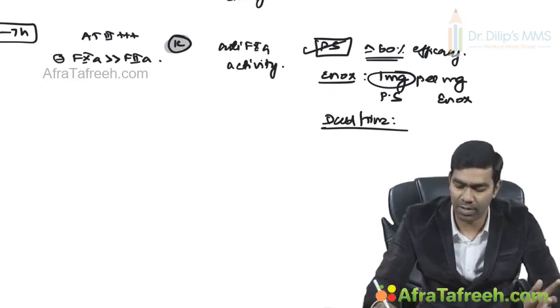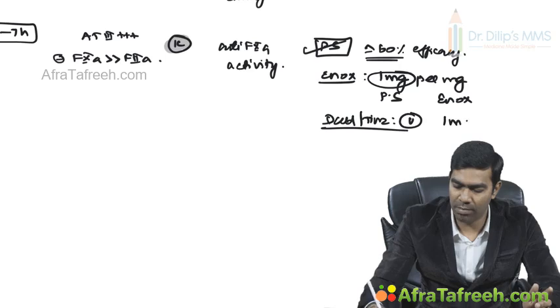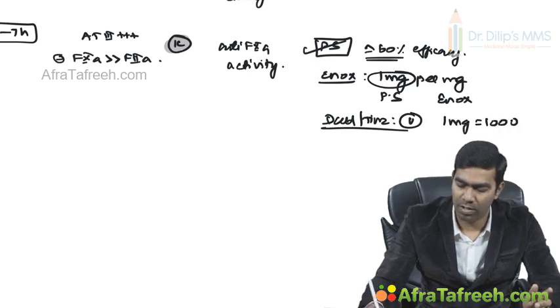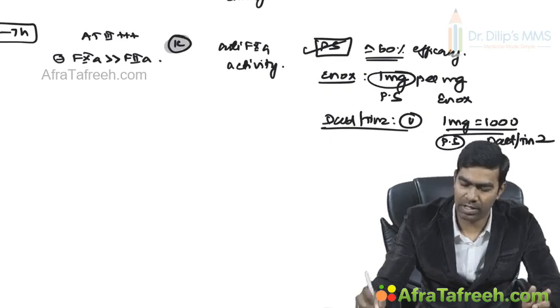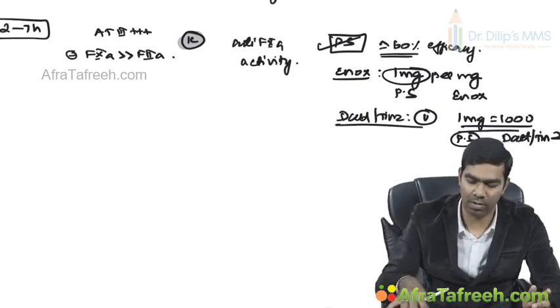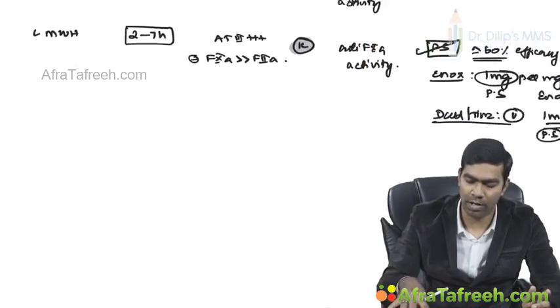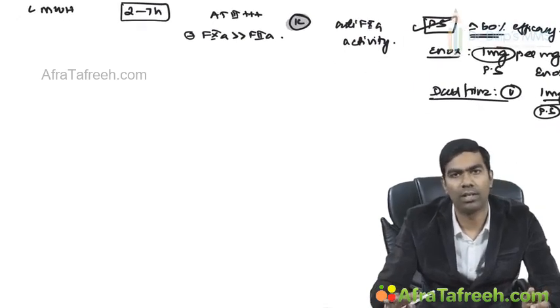For dalteparin and tinzaparin, we give in units actually, not in milligram. So for example, 1 milligram protamine sulfate neutralizes 100 units of dalteparin or tinzaparin, like how you saw in unfractionated heparin. This is also very important to understand. Remember, low molecular weight heparin dose has to be reduced in kidney failure.